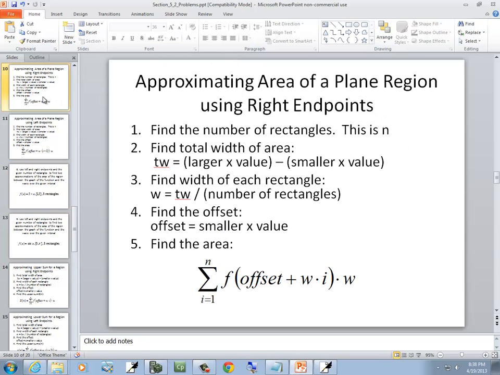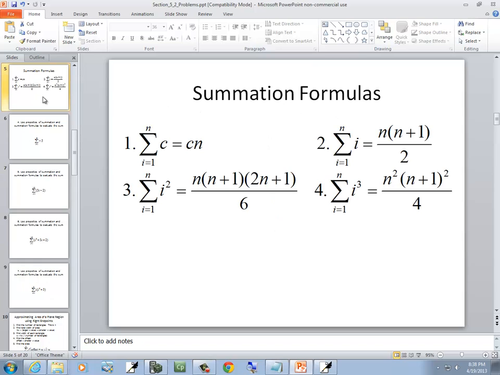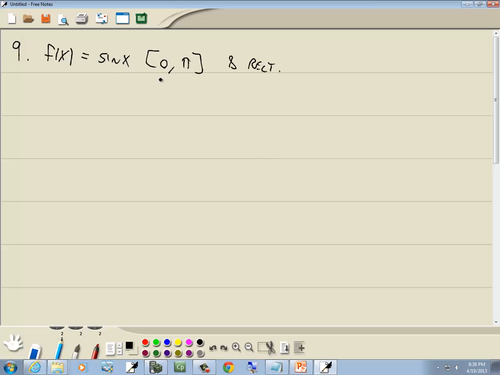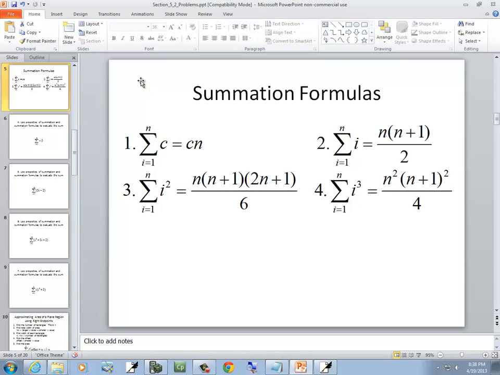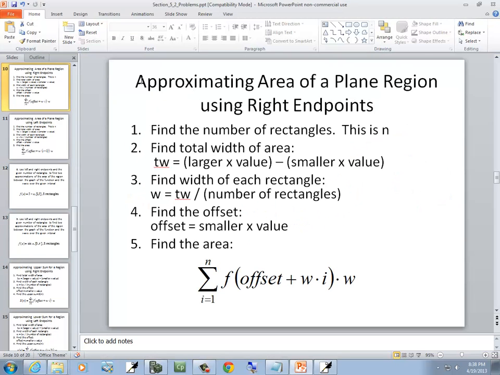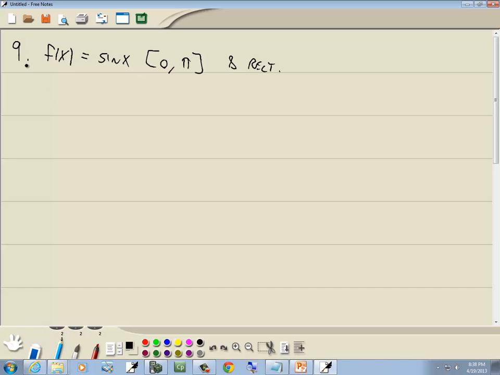Well, if we go up, these are our formulas. Very basic. You either have a number, you have i squared, or i to the third. If you don't have those, then you just have to straight plug it in, which we'll see. Okay, let's go to our right endpoints.